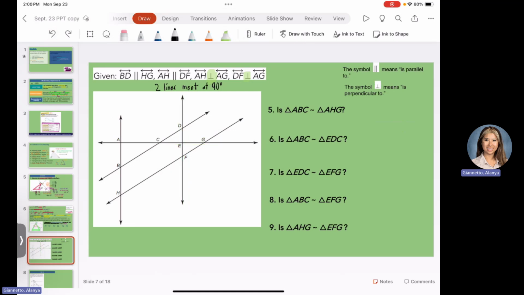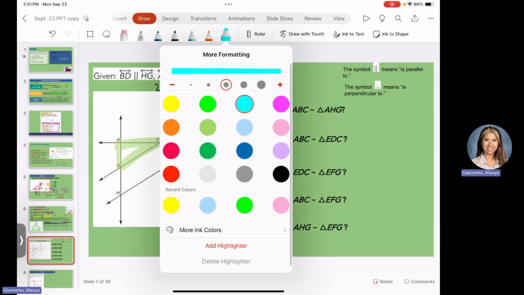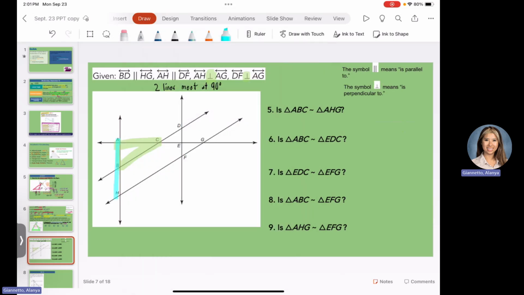So question number 5 is asking, is triangle ABC, I'm going to go ahead and highlight that, ABC similar to triangle AHG? So AHG, this one. So remember that similar triangles are shapes that are the same shape but different sizes, right? So these are two triangles that are the same shape, different sizes. So yes, these are similar.